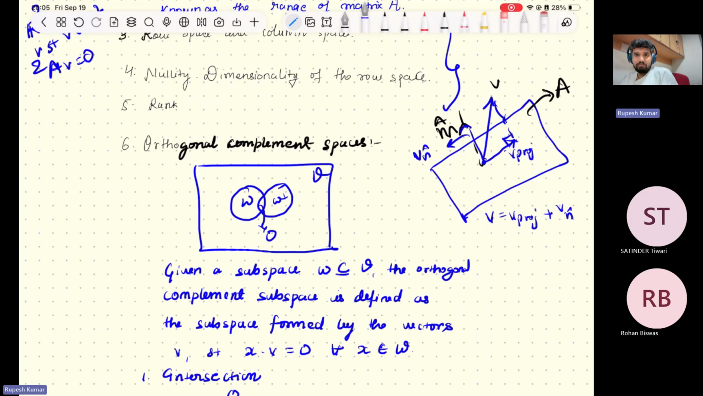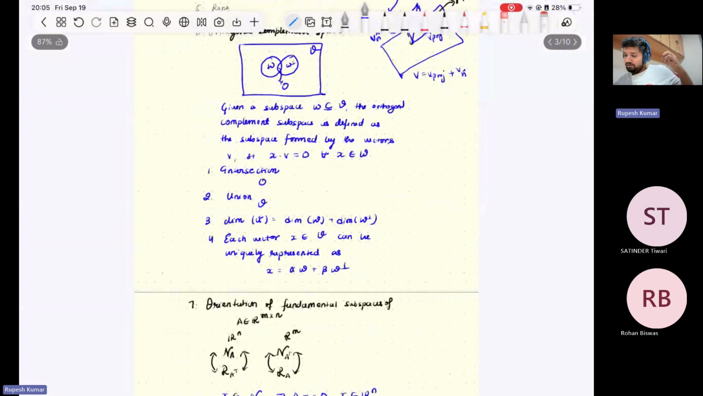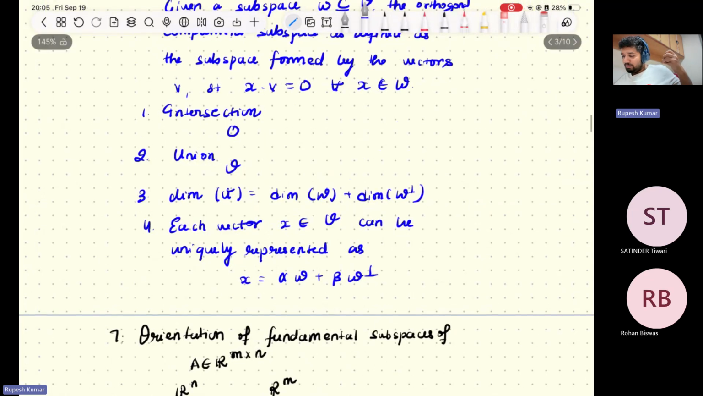Now, why were we able to write this? Because we were spanning the entire space using the plane A and the vector n cap, right? Do you agree with this? Yes, sir. Fine. So now, if you look at that picture and just think of properties 3 and 4, can you relate it?